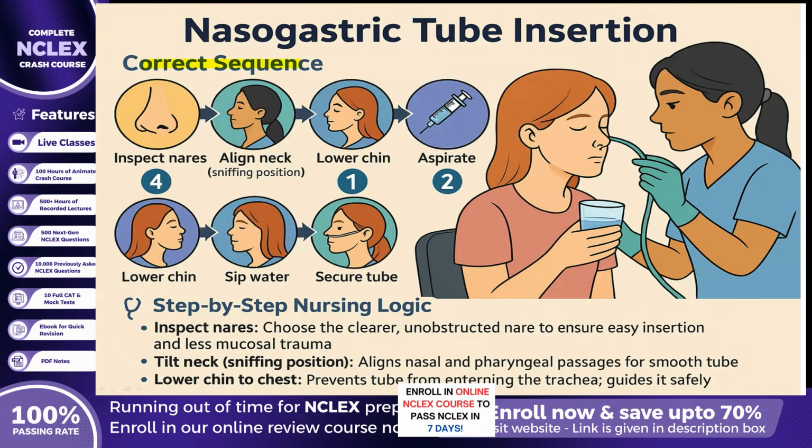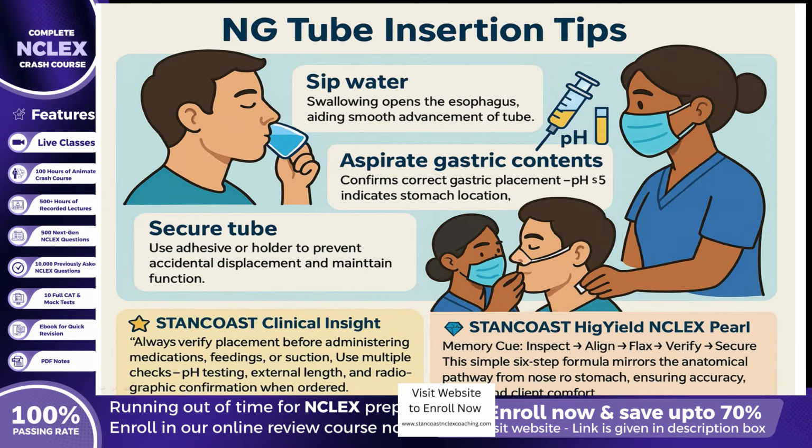Once placement appears correct, the nurse should aspirate gastric contents to confirm entry into the stomach. Gastric aspirate typically has an acidic pH less than or equal to 5, verifying accurate placement. Finally, the nurse must secure the tube to the nose using adhesive tape or a specialized holder to prevent displacement and ensure ongoing safety and effectiveness.